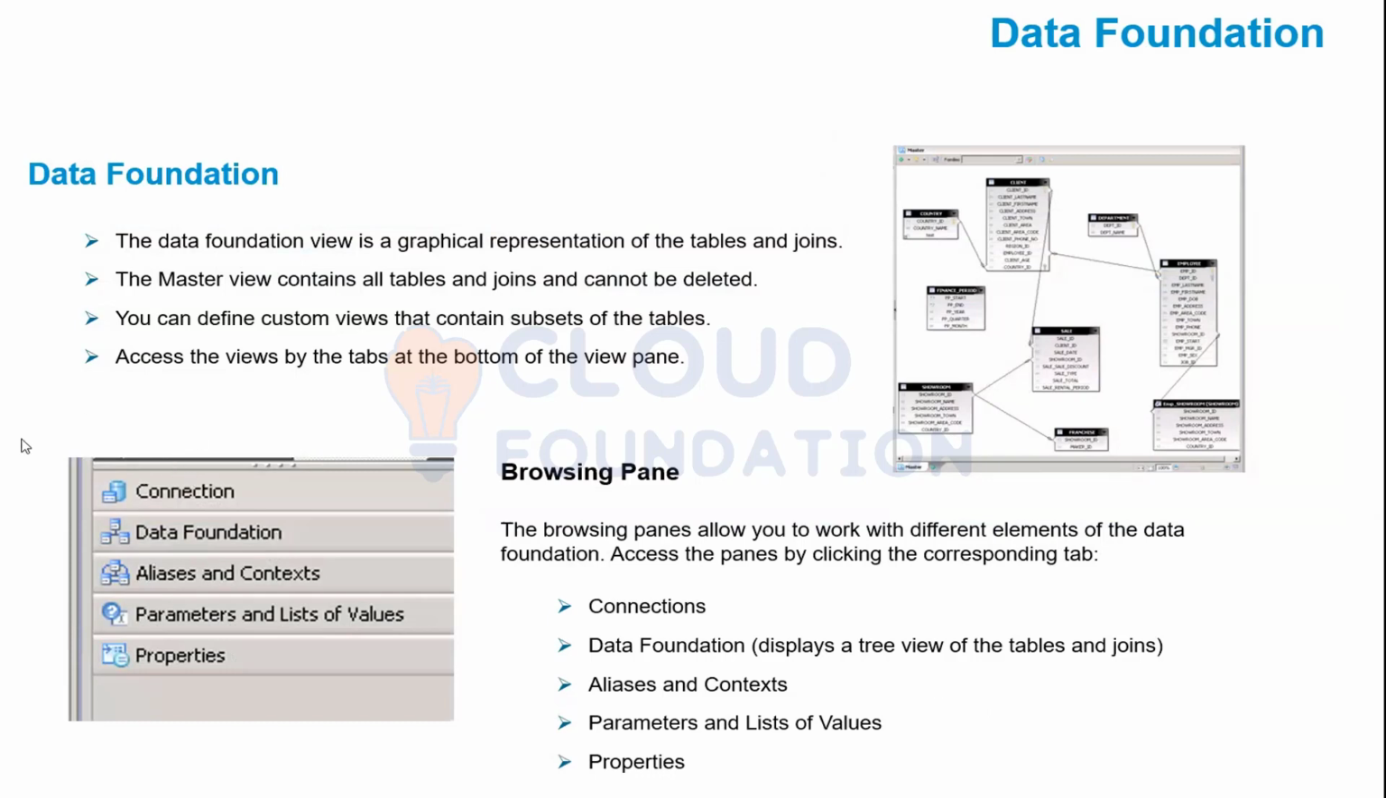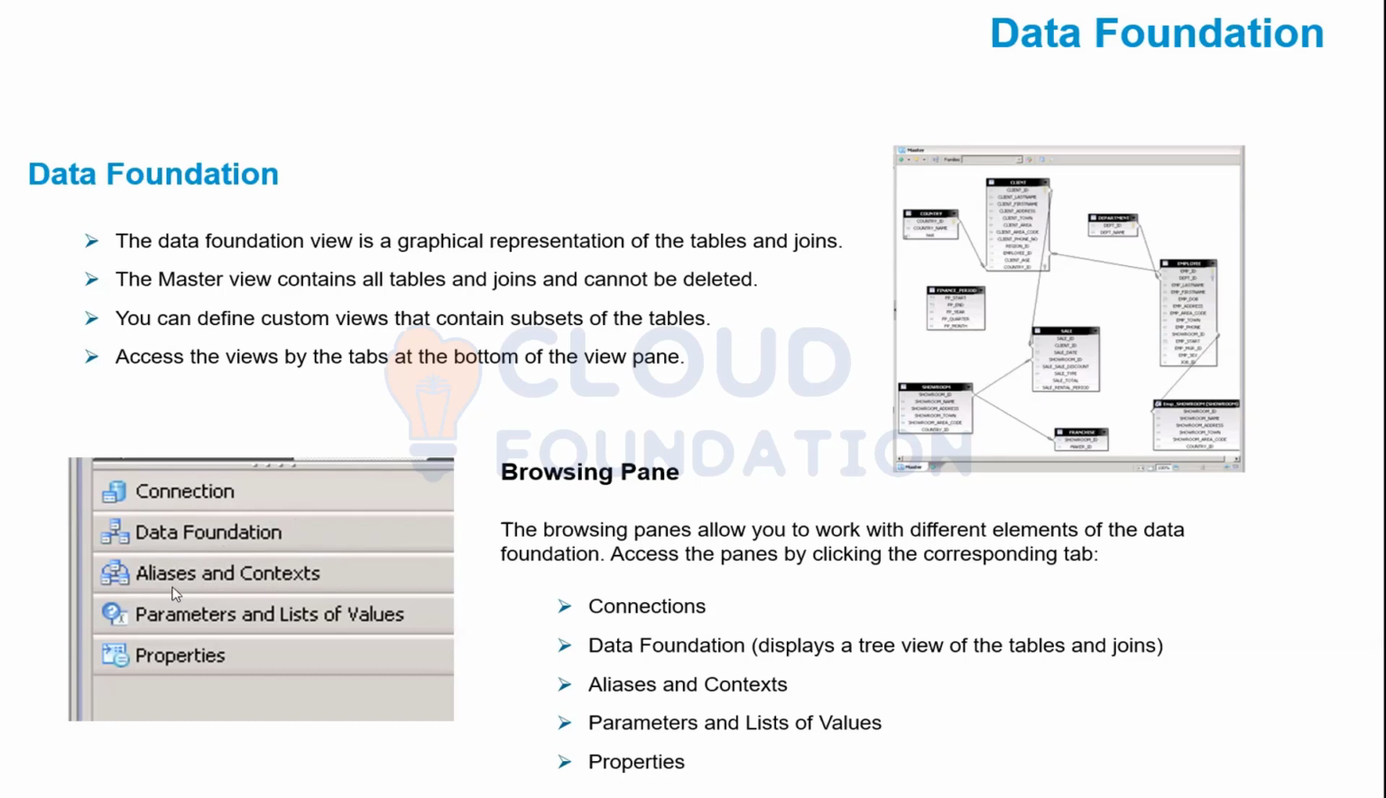And then here comes the data foundation. Here it shows how we graphically represent the tables and joins. So we will select the required tables and joins here. If you see here in the universe also, we will see options like connection. If you click on connection, it will go to the connections that are there. Data foundation will go to the data foundation layer.